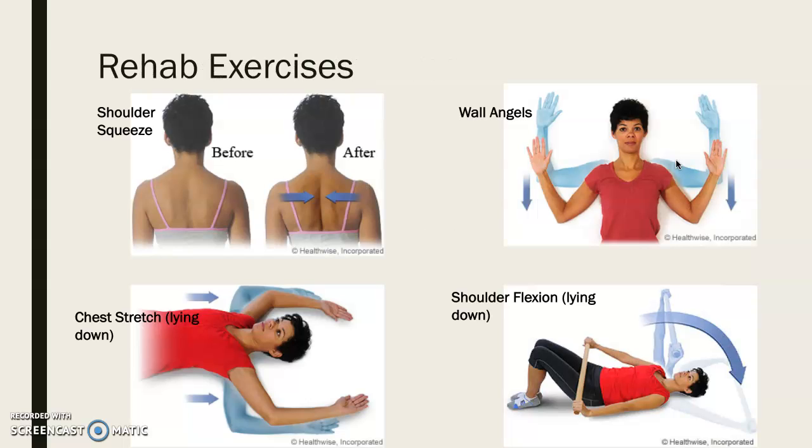Some rehab exercises that you may be required to do, though not always, are shoulder squeeze, which would help work your trapezius muscles, a wall angel to help your deltoids, chest stretches lying down would work your pectoralis muscles, and a shoulder flexion lying down would work all of the muscles of your rotator cuff that could be affected by a clavicle injury. So that's it for clavicle injuries.